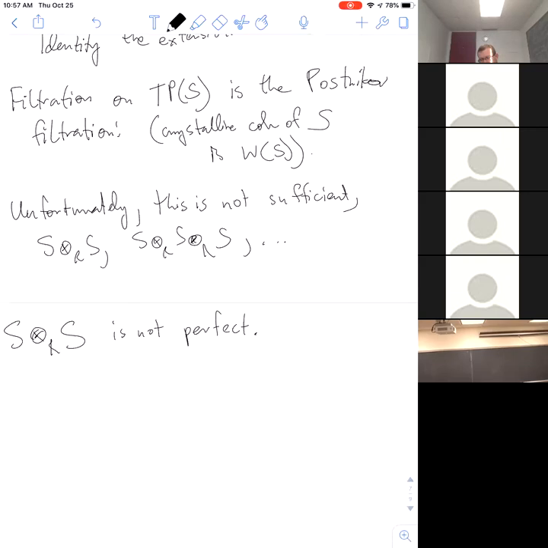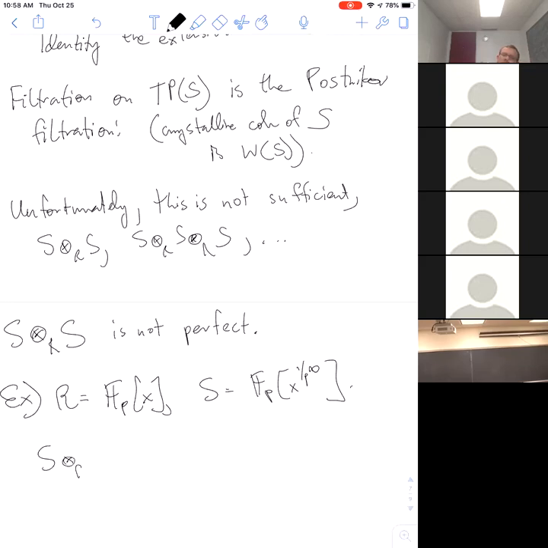So maybe just to illustrate this, let me do the example. Let's look at the example again of the polynomial ring. Let's say R is F_p[x], so S is the ring F_p[x^{1/p^∞}]. If we're trying to describe TP of R, then we run into the ring S tensor_R S, where we have to take the tensor product of two copies of S. So that's F_p[x_1^{1/p^∞}, x_2^{1/p^∞}], but we're tensoring over R, so we have to mod out by the relation x_1 equals x_2.